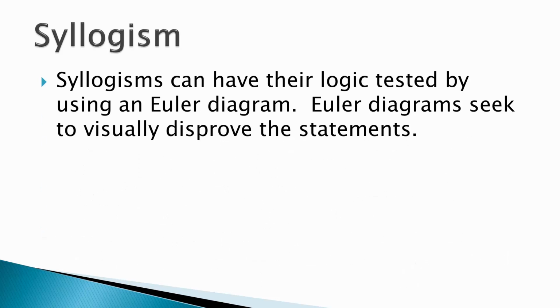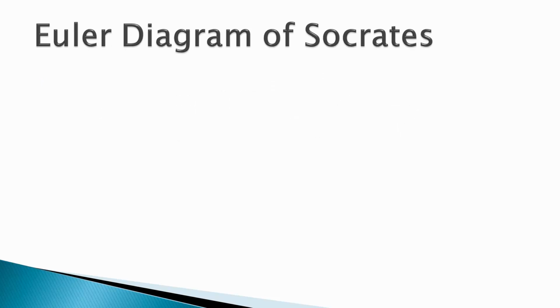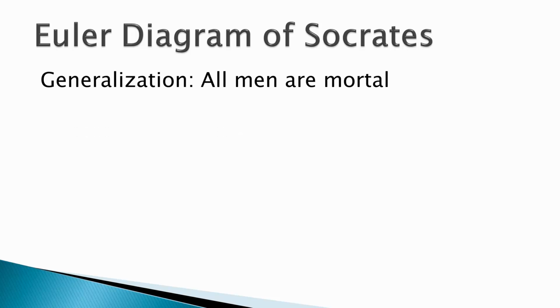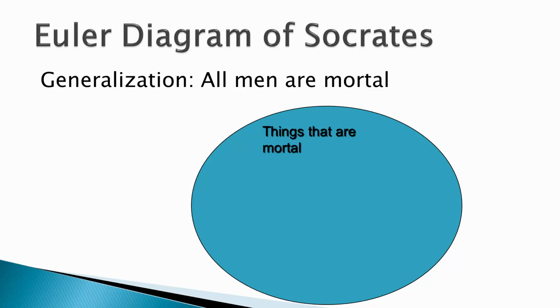One way that we can determine whether or not a deductive argument has sound logic is by applying an Euler diagram to that deductive argument. So let's take our all men are mortal example. We start with the generalization. In an Euler diagram, it's similar a little bit to a Venn diagram in that we're using circles. But instead of using overlapping circles, we're using concentric circles, circles that are within each other. So we start with the most general part of that statement, things that are mortal. Within that more general part of the statement, we have all men.